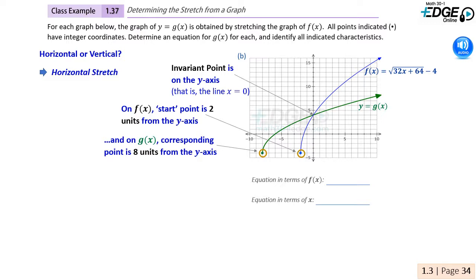Don't talk about moving 6 left. We want to know by what we multiplied. For a 2 to become an 8, we need to multiply by 4.